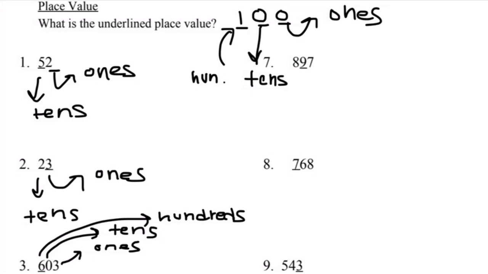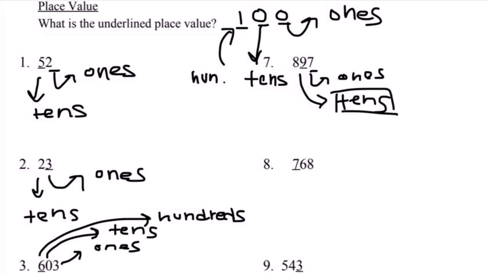Number 7, 897. We know that the 7, all the way on the right, represents our ones value, because the value of 7 in 897 just equals 7. The underlined 9 should represent our tens value because in 897, 90 is 9 tens, therefore it should represent our tens value.